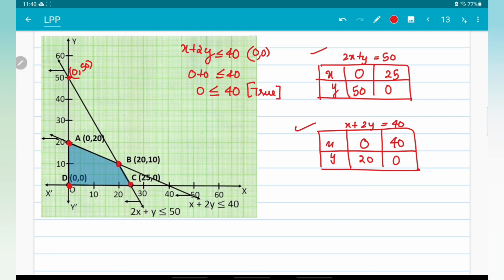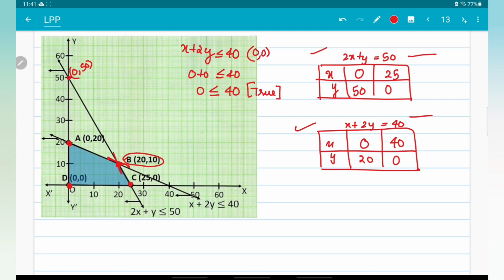Now how did I get this fourth corner point, that is B, which is 20, 10? For this one you have to solve these two equations. When you plot the graph directly you won't always get that point, because sometimes it can come in fractions or decimals. Here you can directly see it is 20, 10, but sometimes it won't be directly visible. So for finding this point you have to solve these two equations, because point B is actually the intersection of these two lines.